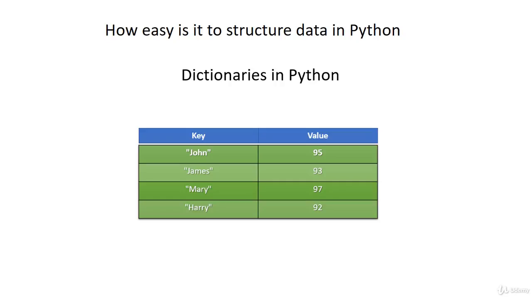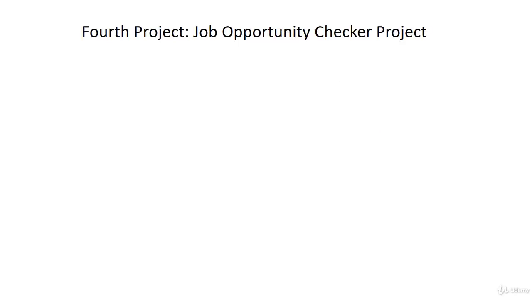This is purely based on the form of key value pairs or hash tables. We will understand how does dictionary work, how does dictionary store the data, how can we update the data, how can we remove the data in detail in our coding lectures. And then we will now get into the fourth project, which is nothing but job opportunity checker.